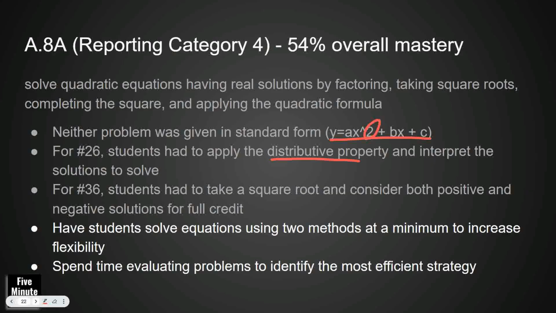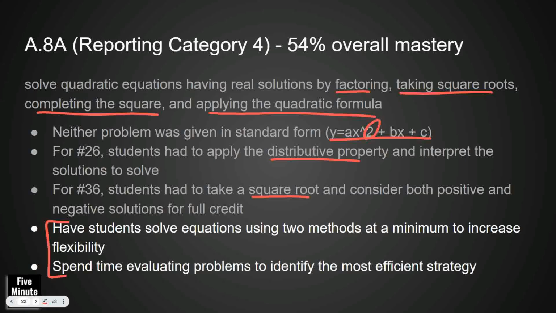We only took the positive solution for number 26. For number 36, I had to take the square root and consider both positive and negative solutions. So we want students to solve equations, these are instructional implications, using at least two methods at a minimum. Go back and let's look at what we have in this standard. We have factoring, we have taking square roots, we have completing the square, we have applying the quadratic formula.